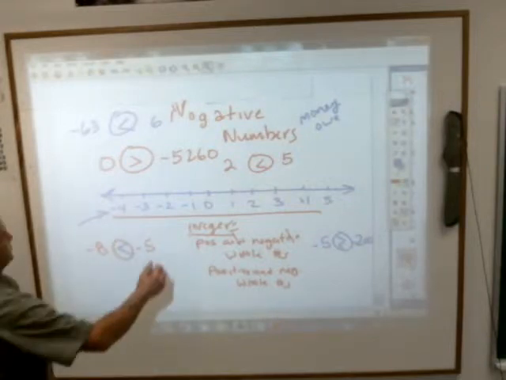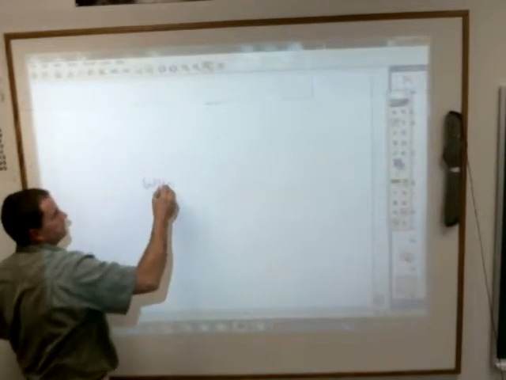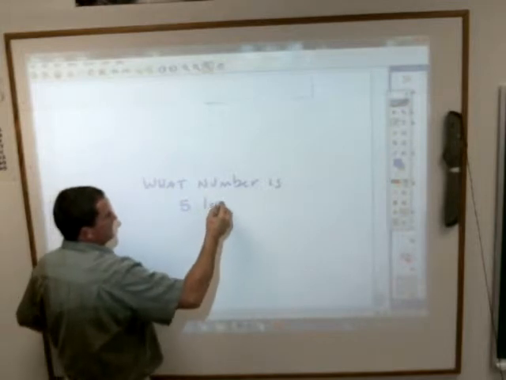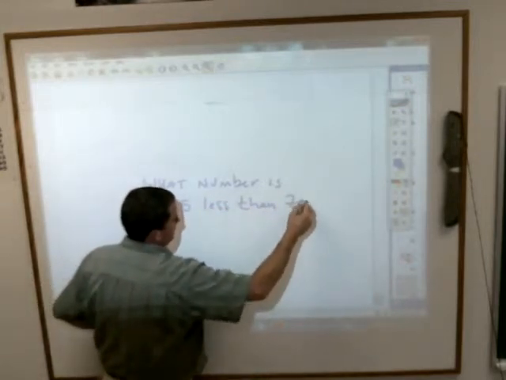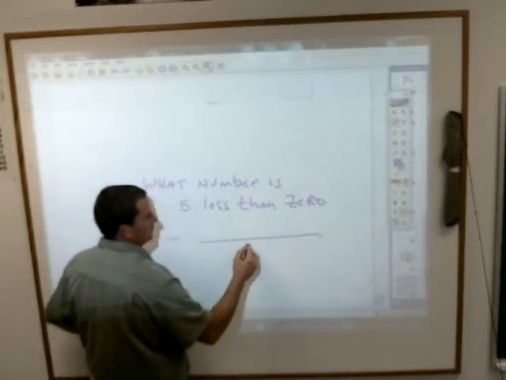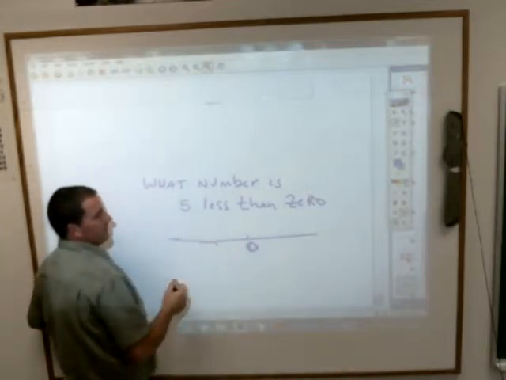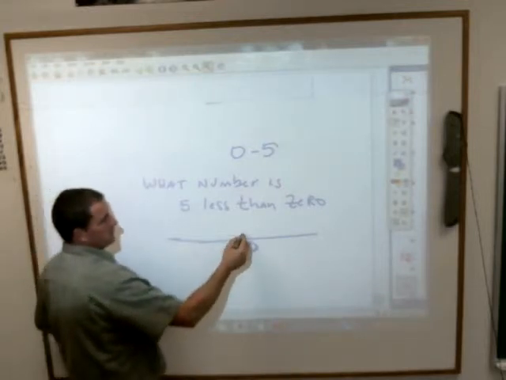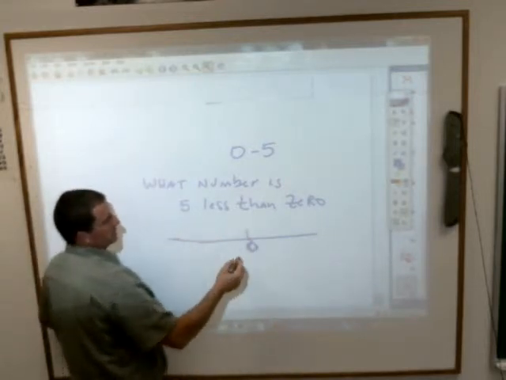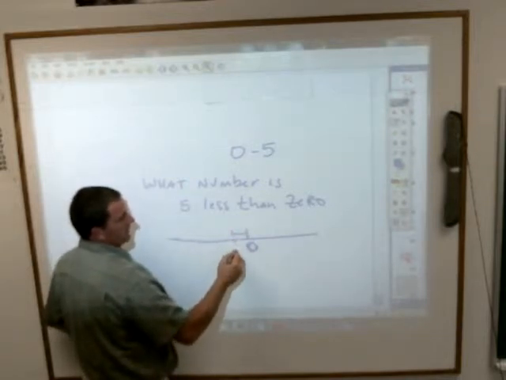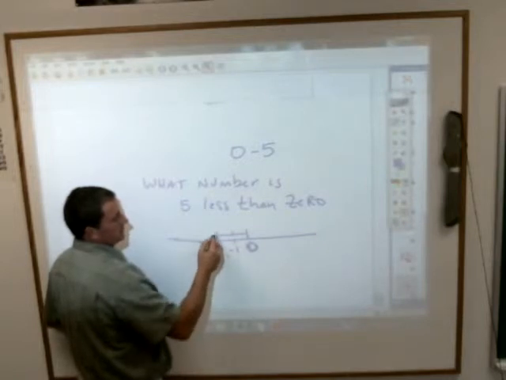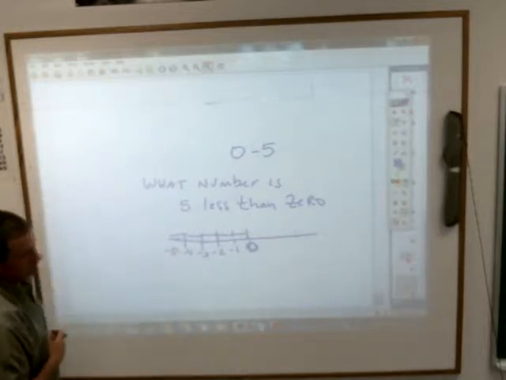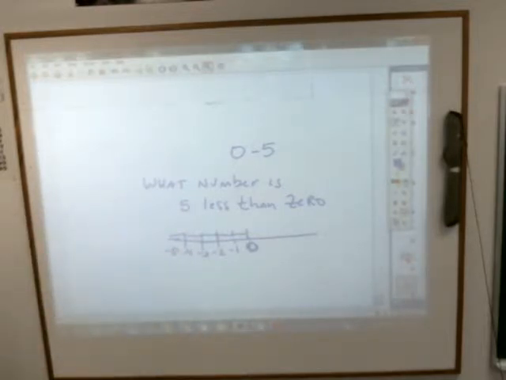With that being said, the book will also ask you this: what number is 5 less than 0? Okay, in other words, if you have 0 and you take 5 away from that, really it looks like this, 0 minus 5. Well, on the number line, you can kind of see how that works. When we subtract, we go backwards. 0 minus 1 would be negative 1. 0 minus 2 is negative 2. Minus 3 is negative 3. Minus 4 is negative 4. Minus 5 is negative 5. So 0 minus 5 is negative 5.